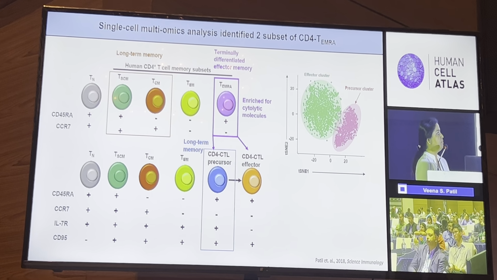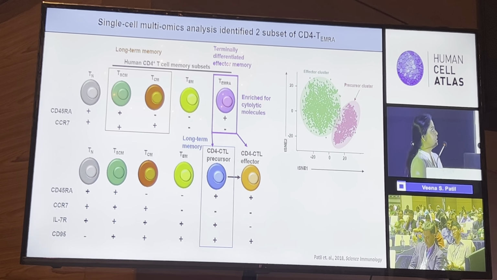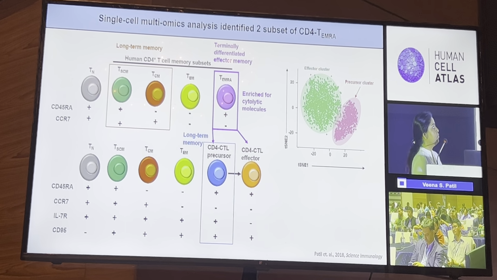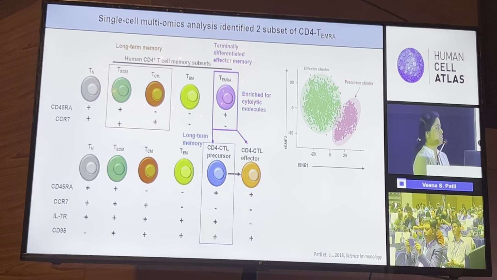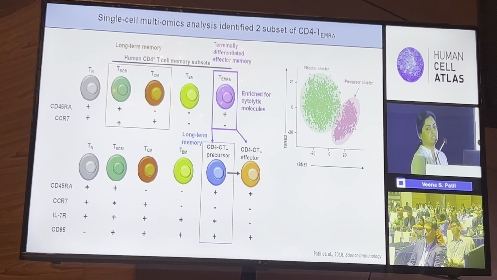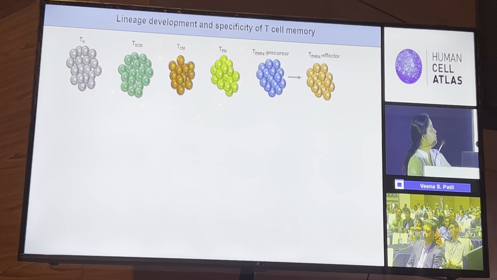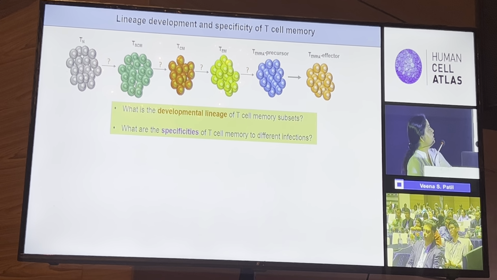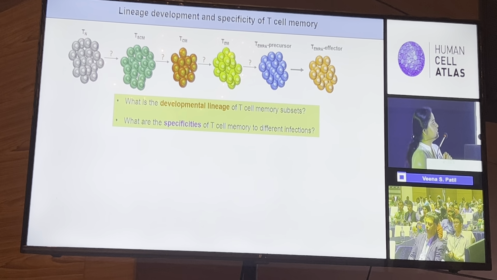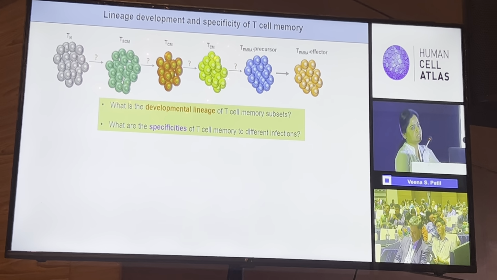So in my previous part, where we used single cell analysis, we showed that though this was thought to be terminally differentiated, it actually was heterogeneous, and we found a long-term kind of memory within this TEMRA compartment. And further, using T-cell receptor sequencing, we have shown that this actually is the precursor to the CD4-CTLs. So if you visualize memory, what is the developmental lineage? Is it a very linear developmental path, or at every stage is there a bifurcation that leads into a different kind of memory? And what are the specificities to different infections?